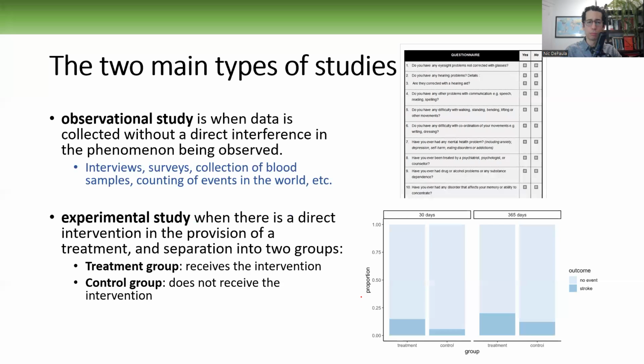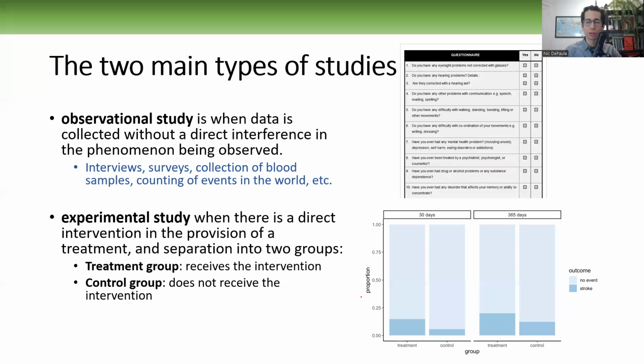So we're just kind of taking a broad view here, and then let's talk about the two main types of studies, also in very general, how we approach a scientific or a research study. And there's two main ones. One is what we call the observational study, and that is when data is collected without a direct intervention or interference in the phenomenon being observed, or in the people that you're collecting from, or in the things that you're observing. So things like interviews, surveys, collection of blood samples, counting of events.